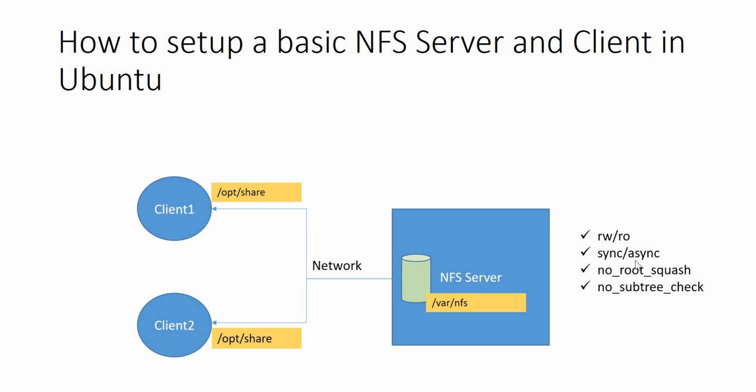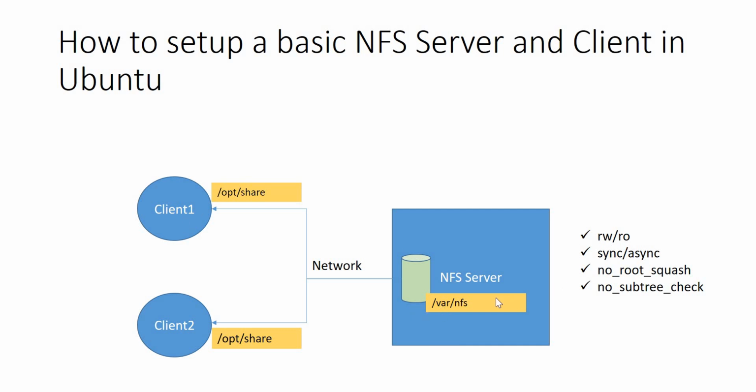The next option is sync or async. So this sync option will be used for data integrity. That means whatever data the clients are writing to the share will be saved to the disk before sharing with the clients. For example, if we share a directory /var/NFS to the client 1 machine by mounting on this directory. So if the client 1 performs a write on this directory, then the request will go to the server. The server will write the data to this directory before replying back to the client.